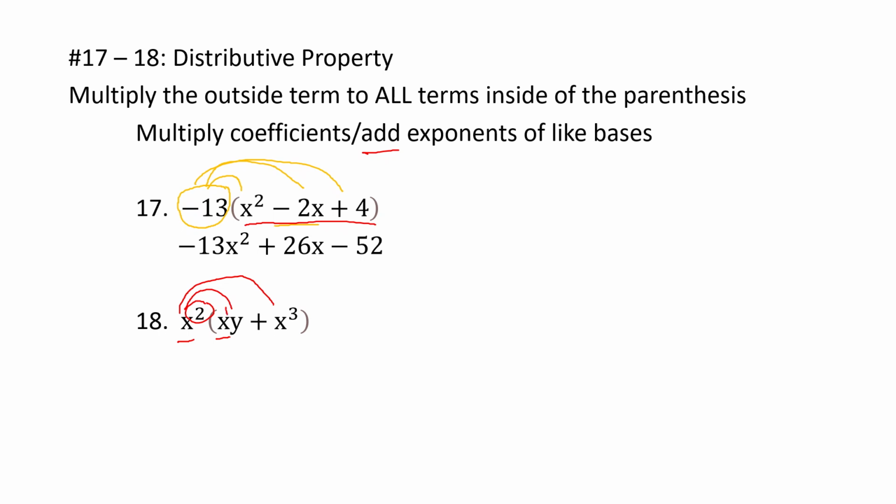And then my x squared times x3, I'm going to add my 2 and my 3. So x squared times xy is going to give me x3y, and then x2 and x3 is going to give me x5. So there's a lot of words. Don't get bogged down in it. Just put them all together, okay? Anything that matches, put together.